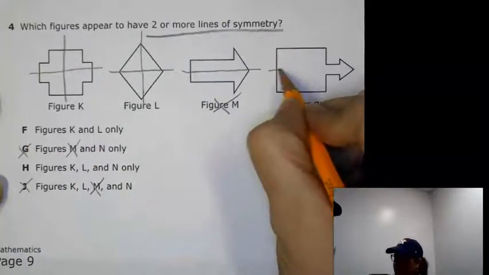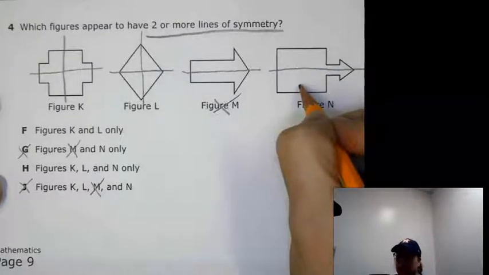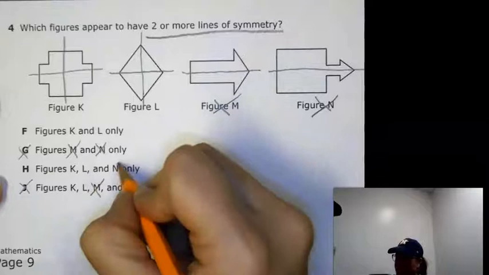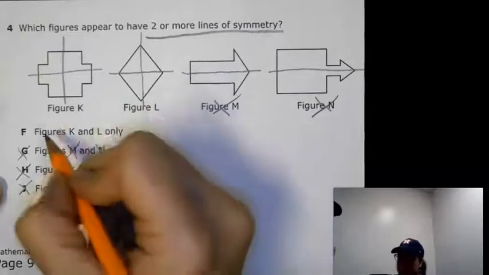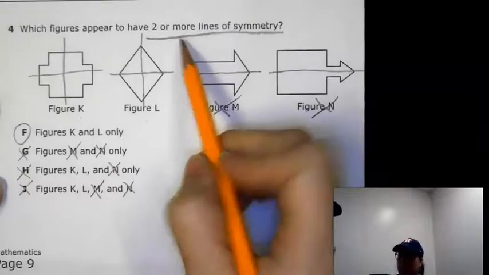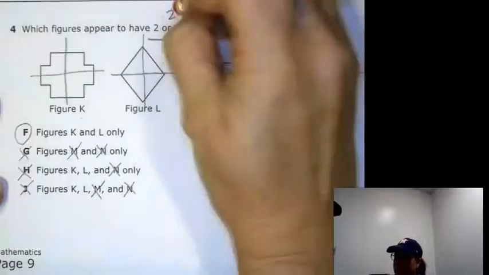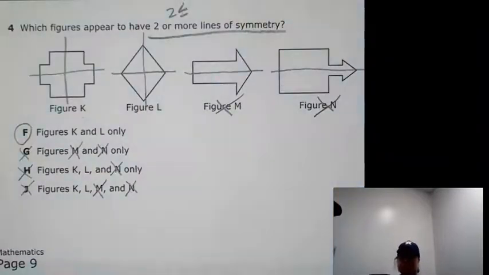All right, same thing here. I can do 1 line of symmetry. I can't do 2 or more. So it's not N. So anything with N, I'm going to get rid of. And that eliminates H. So our answer must be F. Figures K and L have 2 or more lines of symmetry. All right, so you get the idea. You're going to go through the entire test showing your work.